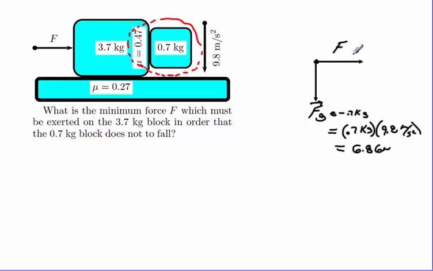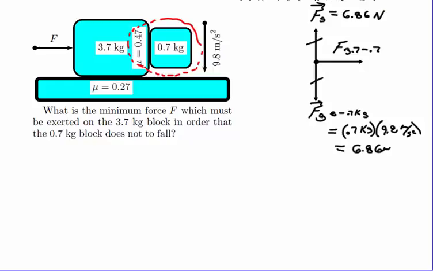Alright, I'm going to have a force here going to the right, and that is going to be the force of the 3.7 onto the 0.7 mass. Now I'm going to have the force of friction. And remember, if this object does not slide down, then friction has got to match. So these have to have the same magnitude. So here the friction, which is not going to slide, it'll be static friction, is going to equal 6.86 newtons.